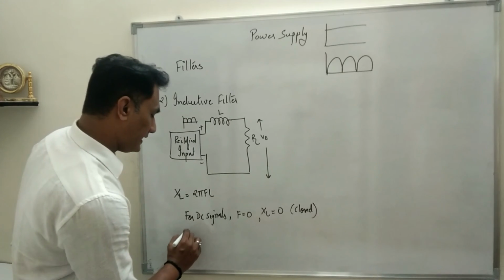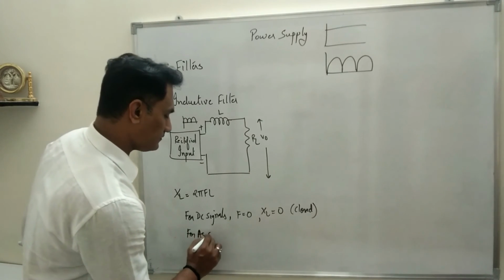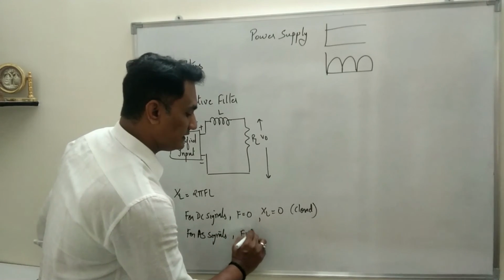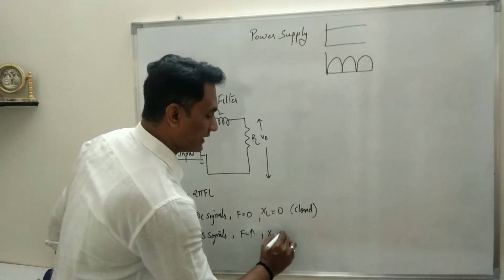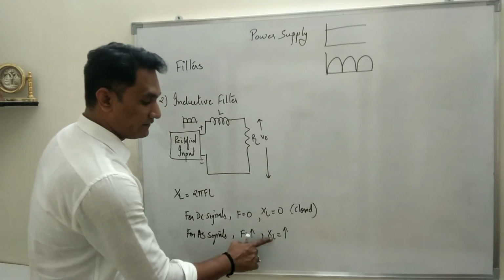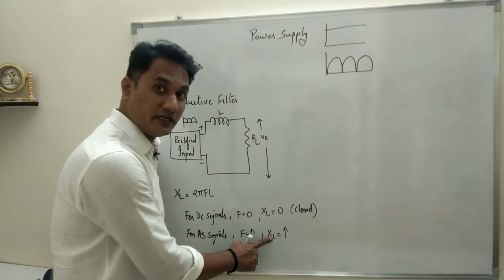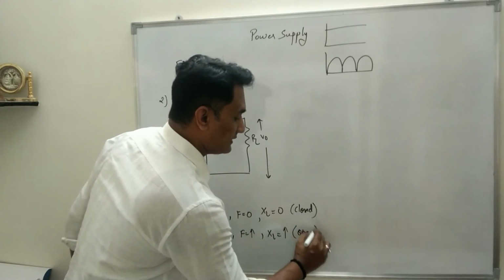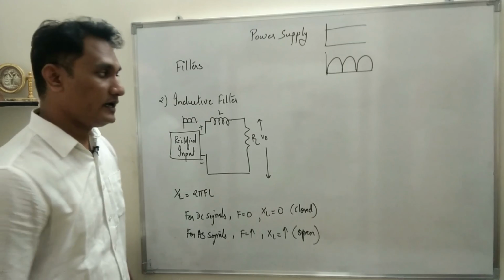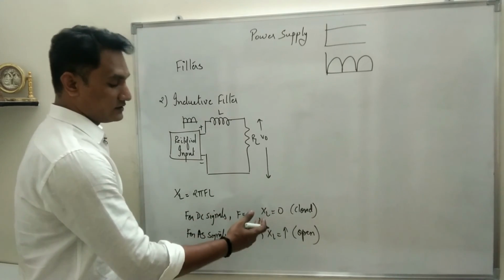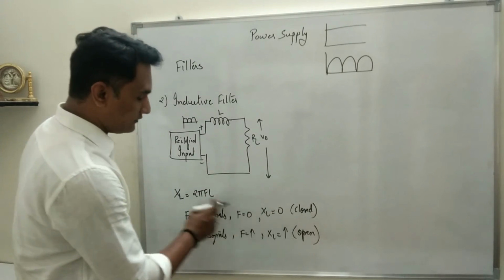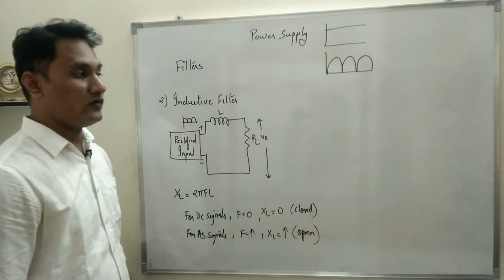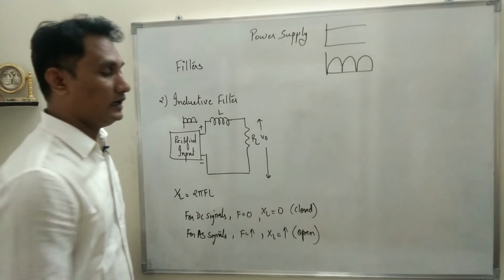Okay, for an AC signal, frequency is high, therefore inductive reactance will be high. And if resistance is high, what does that mean? No current will flow, which means it will work as an open circuit. Okay, so this is the conclusion derived from the formula for inductive reactance. And from this we will try to conclude our result.